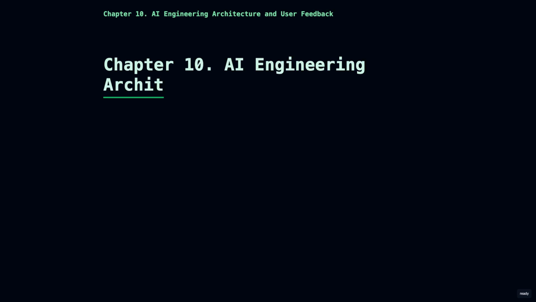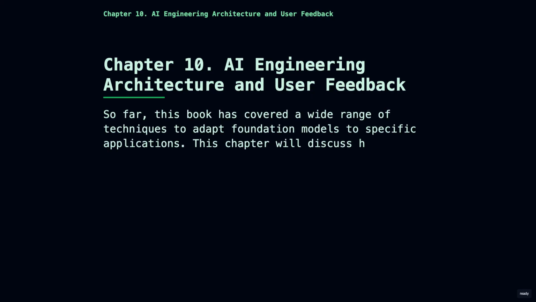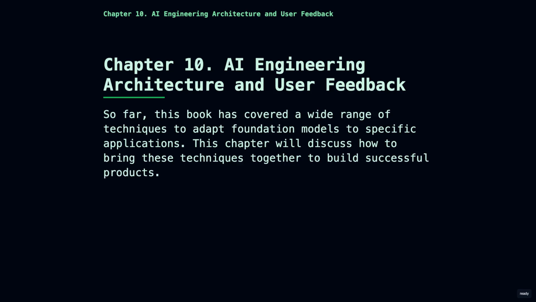Chapter 10: AI Engineering Architecture and User Feedback. So far, this book has covered a wide range of techniques to adapt foundation models to specific applications. This chapter will discuss how to bring these techniques together to build successful products.